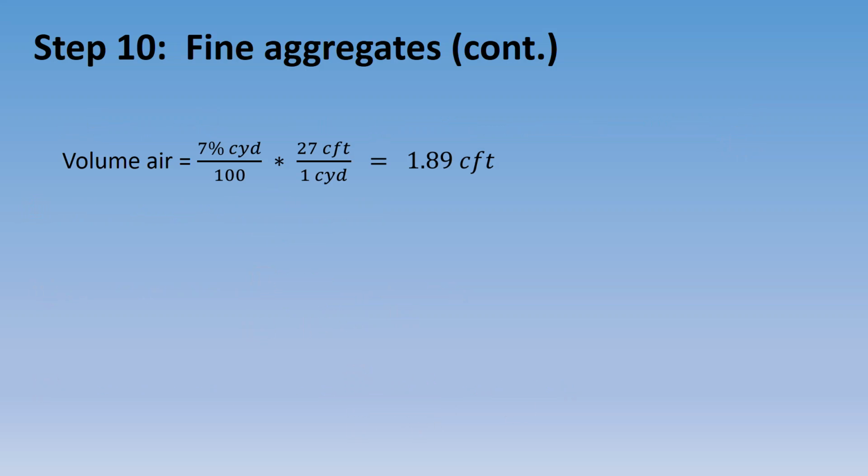The air also takes up volume. It has no mass, but it does have volume. And 7% of our cubic yard had to be occupied by air. So 7% divided by 100 gets you into decimal form. And again, we wanted to express all of these volumes in terms of cubic feet to be consistent. So we convert cubic yards into cubic feet by multiplying by 27, and 1.89 cubic feet of our theoretical cubic yard is occupied by nothing but air. Intentional air, right? Entrained air, not rock pockets.